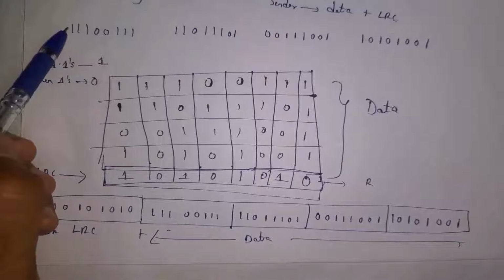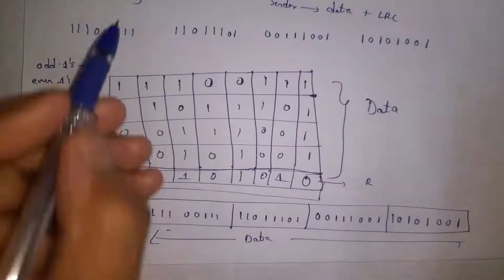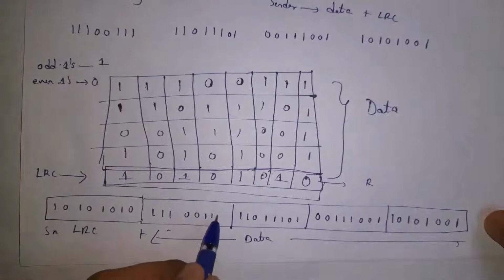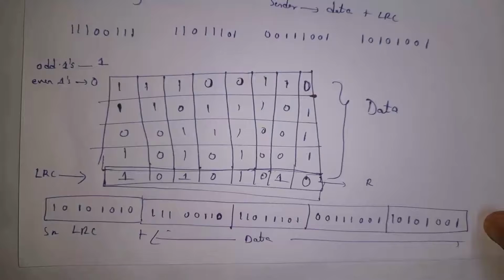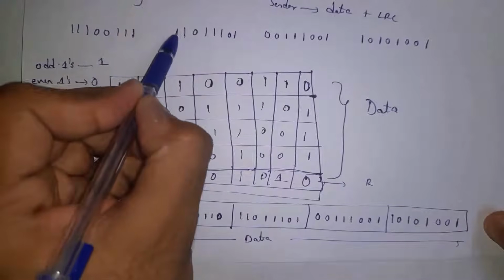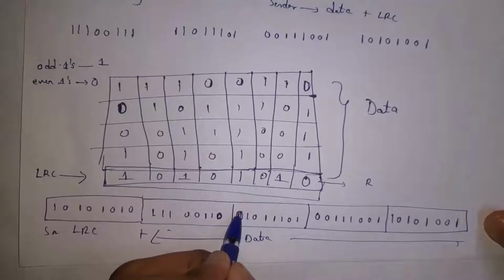Yes, for example, the first block contains data like 111, 00, 111. But on the receiver side, at the last, in place of 1, the receiver will receive 0. So your last bit is 0. And similarly, in the second block, the first bit, in place of 1, the receiver will receive 0. So in the second block's first bit, the receiver got 0 in place of 1.